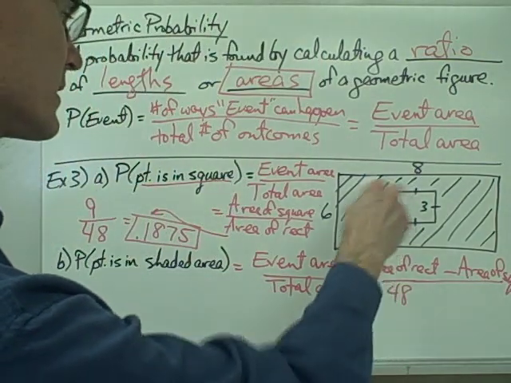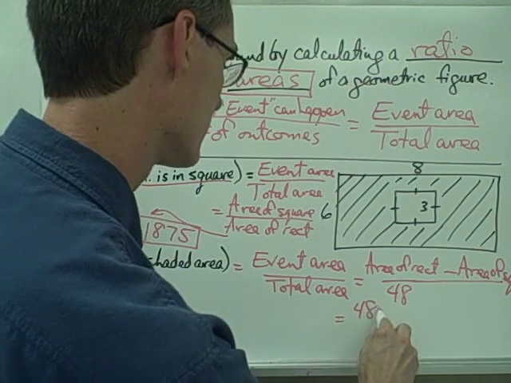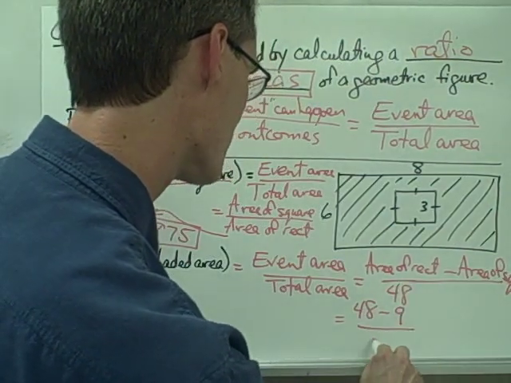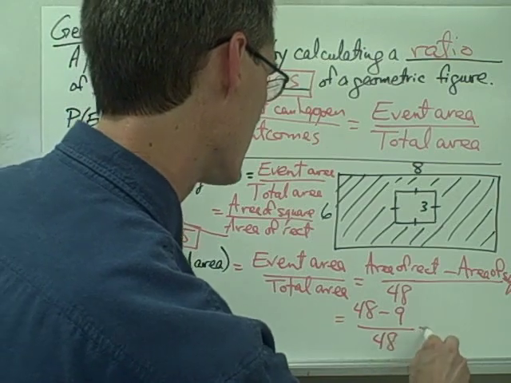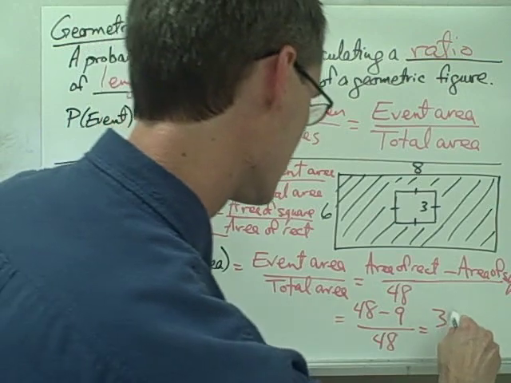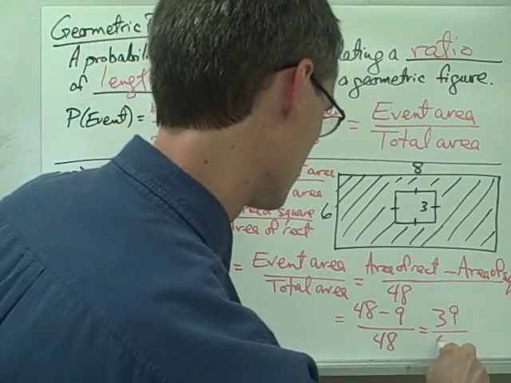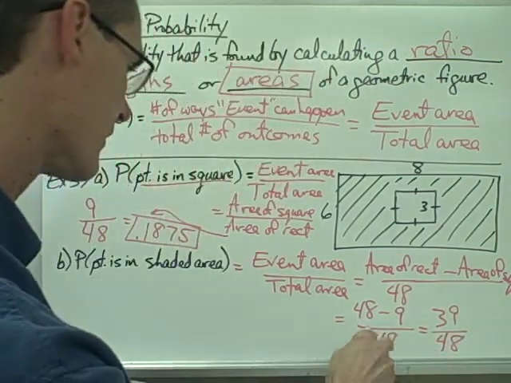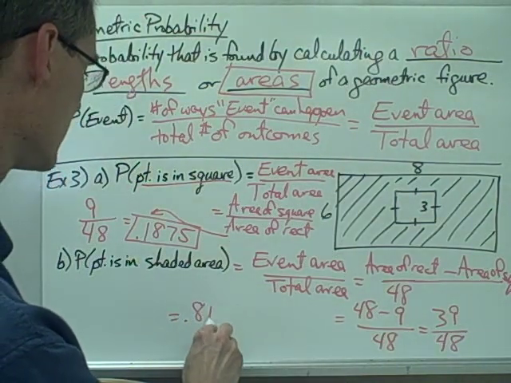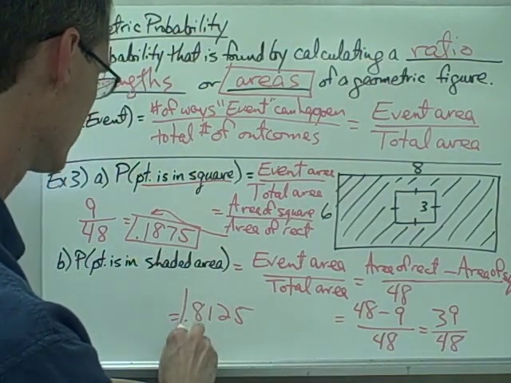So let's see, the area of the rectangle, that's 48, minus the area of the square. The area of the square is 9. So I got 48 minus 9 over 48. And 48 minus 9 is 39. And 39 divided by 48 equals 0.8125.